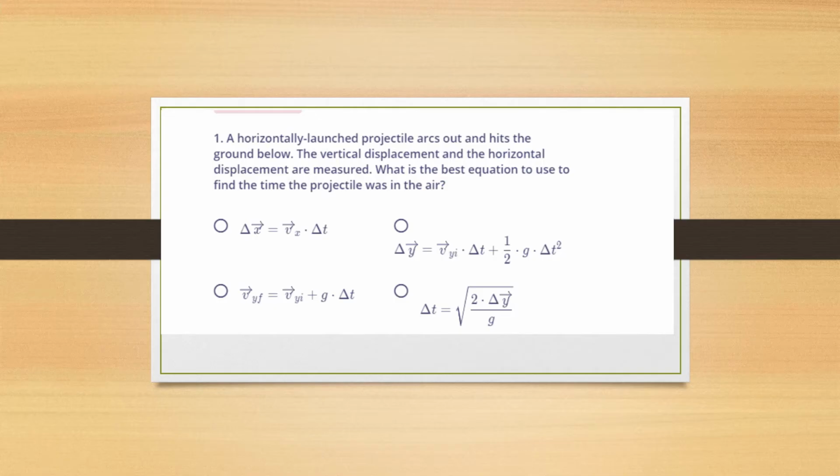Delta x equals Vx delta t, delta y equals Vy delta t plus half g delta t squared, Vy equals Vyi plus g delta t, delta t equals the square root of 2 delta y over g. The answer is delta t equals the square root of 2 delta y over g.